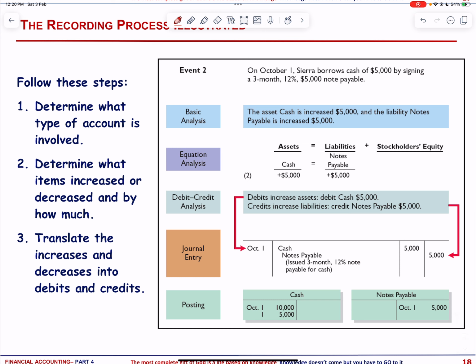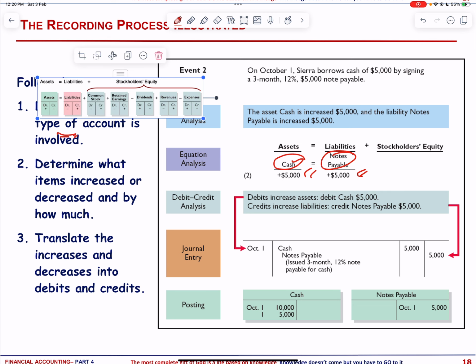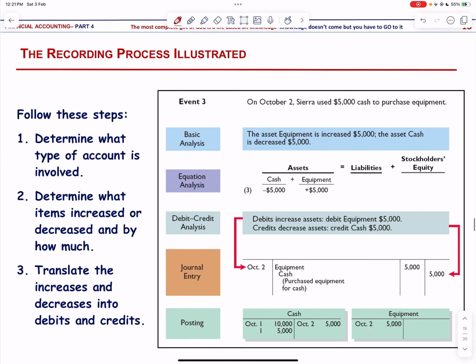On October 1, Sarah borrows cash for 5,000, and the two types of accounts being affected here are cash and notes payable. Cash is increasing and so is the liability, as we did in the previous video. Increase in cash is debit, so cash is debit, and increase in liabilities is credit, so that's why it is credit over here. We move on to the next transaction.